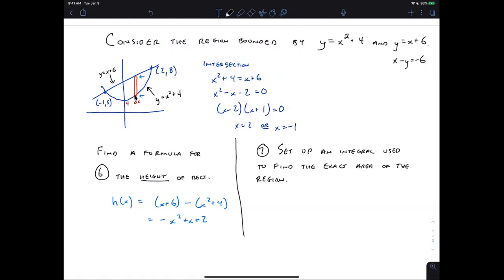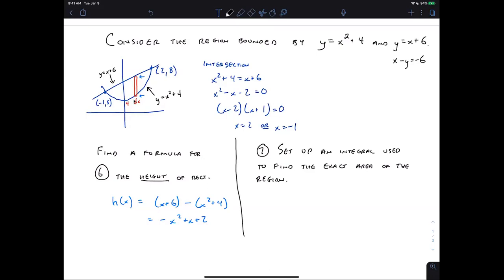Okay. So set up an integral used to find the exact area of the region. Here's the way this works. When we're doing area and volume problems, we try to set up a formula to find whatever it is we want for a single representative rectangle. Does that make sense to everybody? Okay, so I want to get a formula for the area of this rectangle.